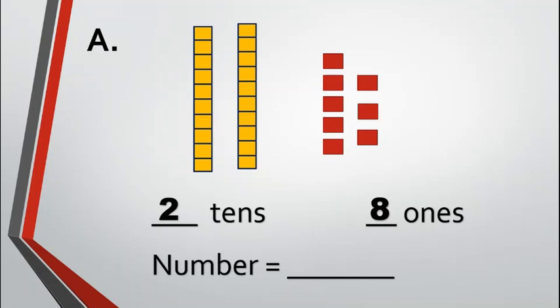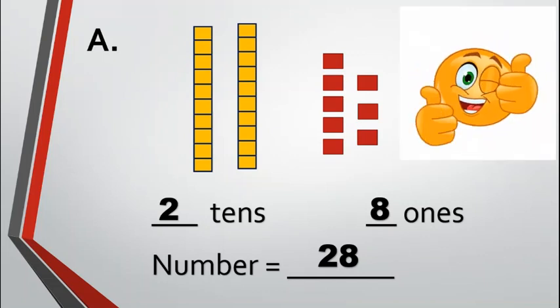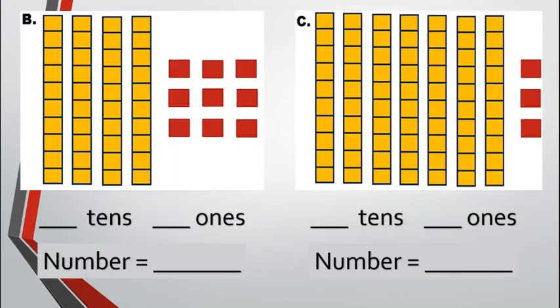So what would be the number we can form in 2 tens and 8 ones? Good job! You got the correct answer. The number is 28. You are doing great for this activity. So let's proceed with our next activity wherein we have letter B and C.